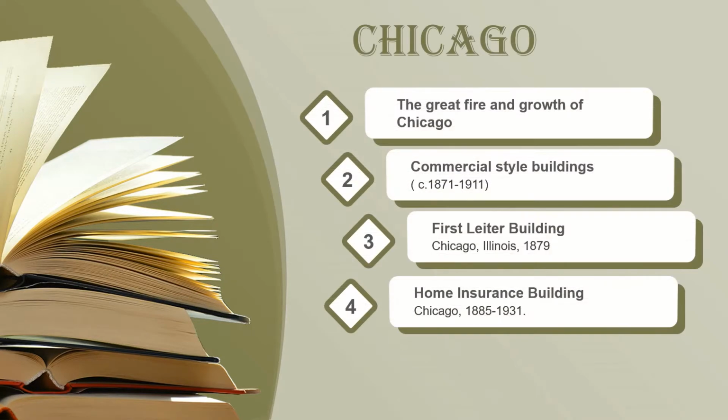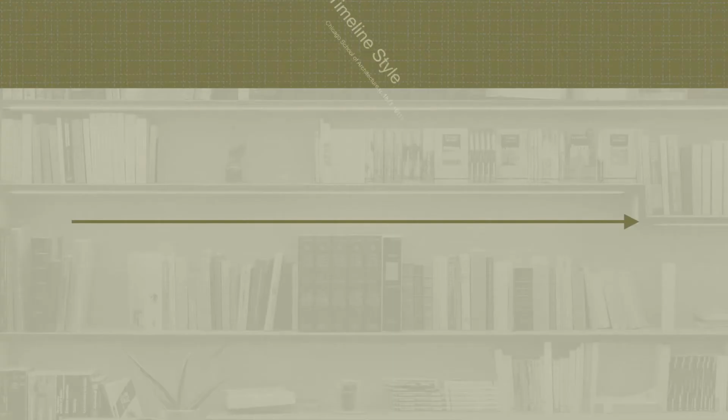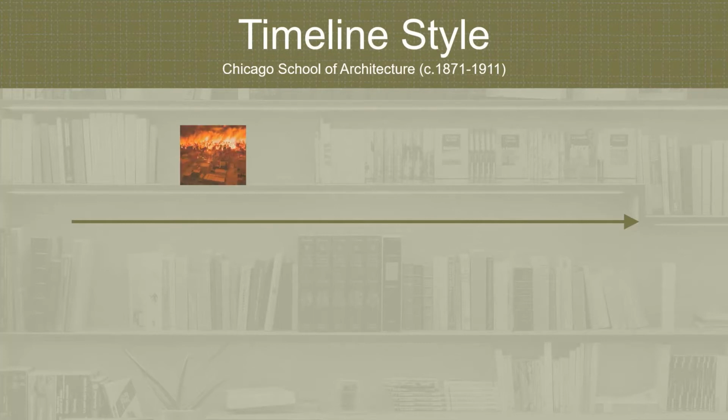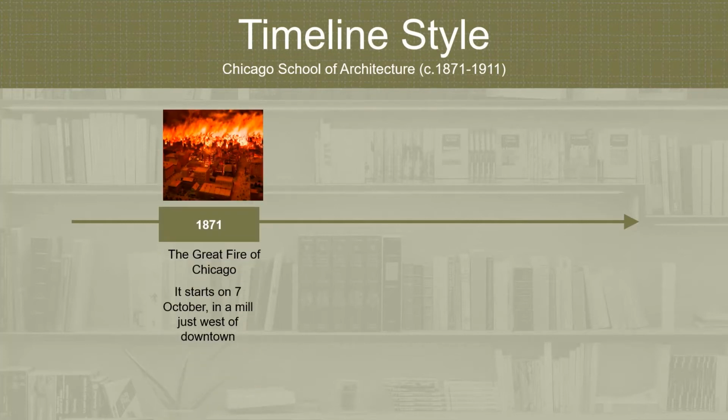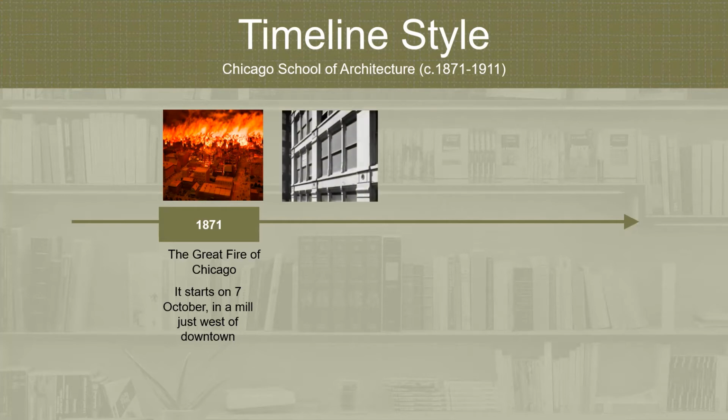I'm going to talk about Chicago: the Great Fire and growth of Chicago, commercial style buildings, the First Leiter Building, and a timeline of the Chicago School of Architecture. Firstly, the Great Fire of Chicago in 1871, which started in a mill just west of downtown.